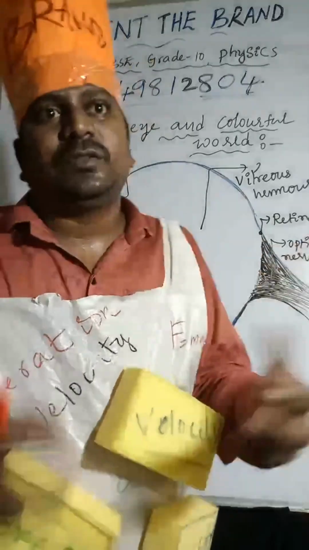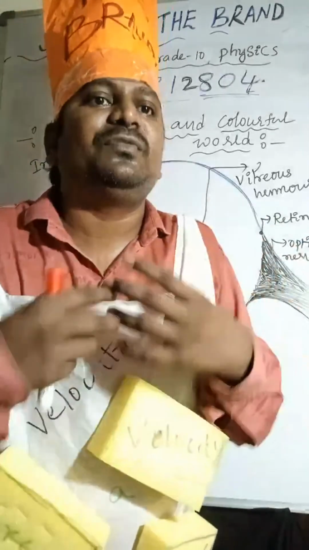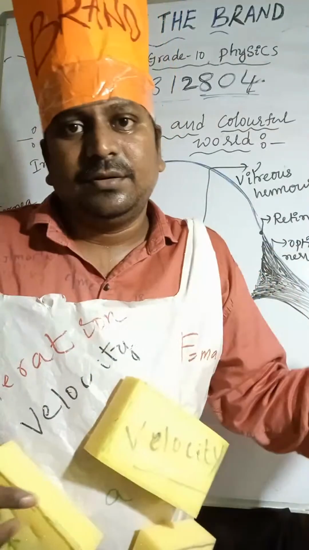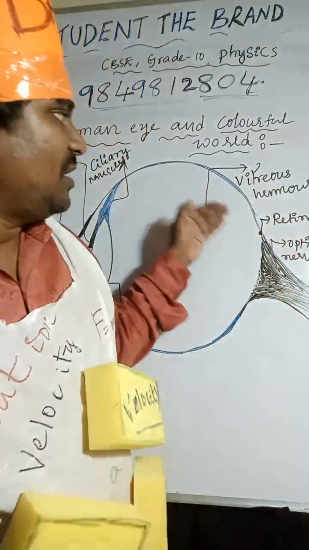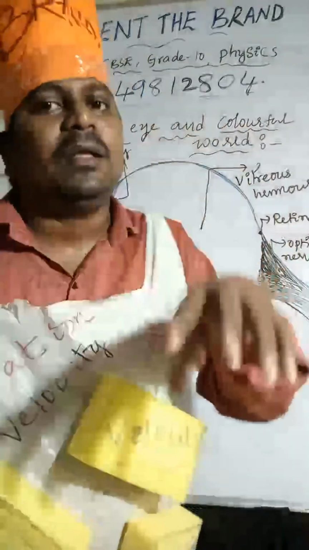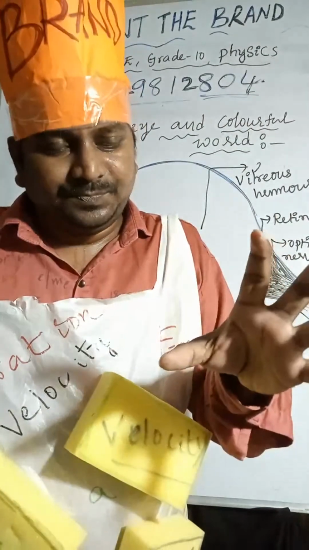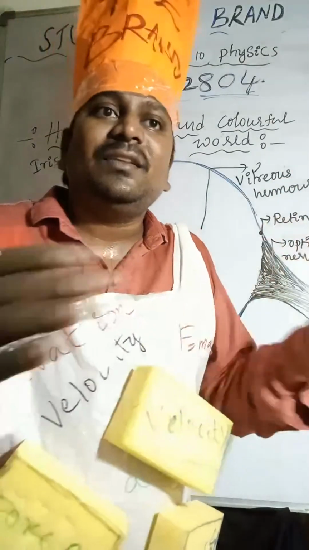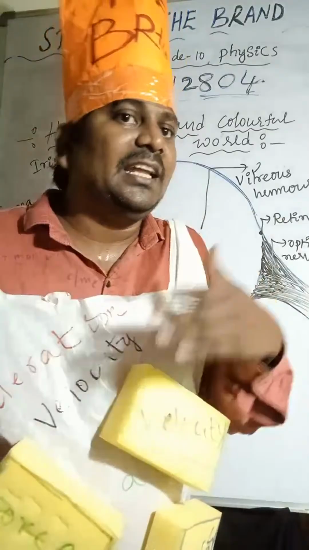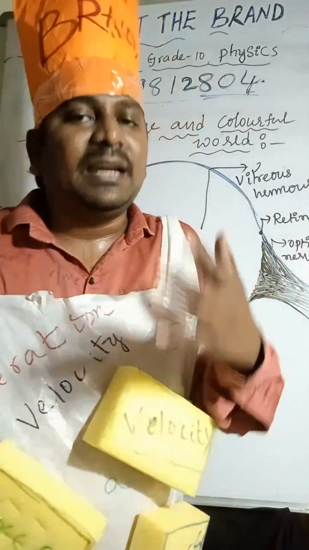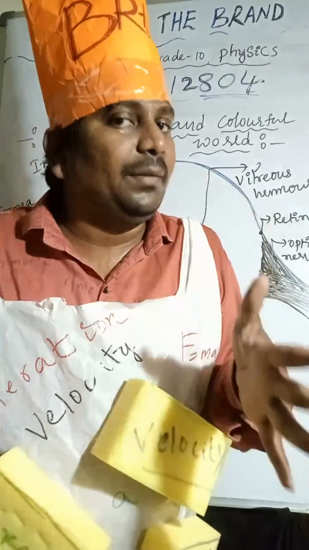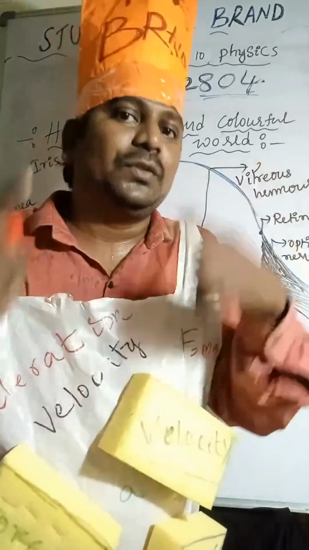Coming to the optic nerve, these nerves will carry the information to the brain. Whenever light rays fall at the retina, we get a real and inverted image. The real and inverted image will form at the retina, and that too a 2D image.